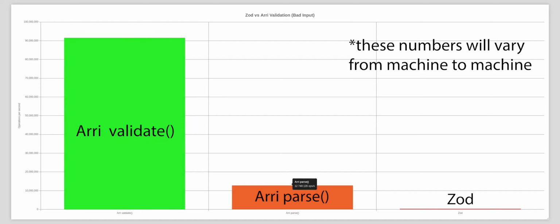And Arri in parse mode is going 12.7 million operations a second, which is still about 40 times faster than Zod. So if you're sold already, I guess that's all you need to know. You can install this via PnPM, NPM. The documentation is pretty clear as far as how you go about using it and everything you need to know there.